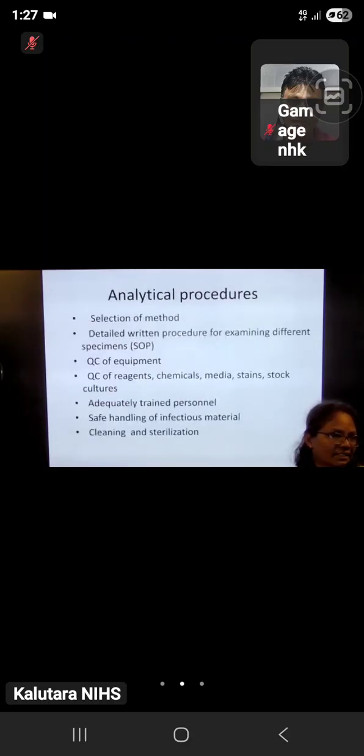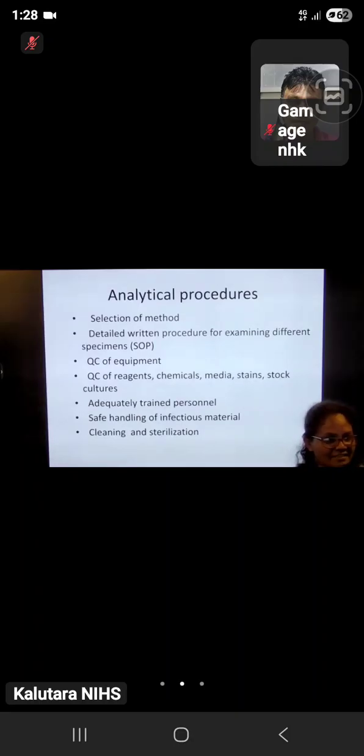And in the analytical procedures, first of all, you have to select a good method, right? And then you have to follow the SOP. Then you have to write the SOP. Not only writing, you have to follow the SOP.